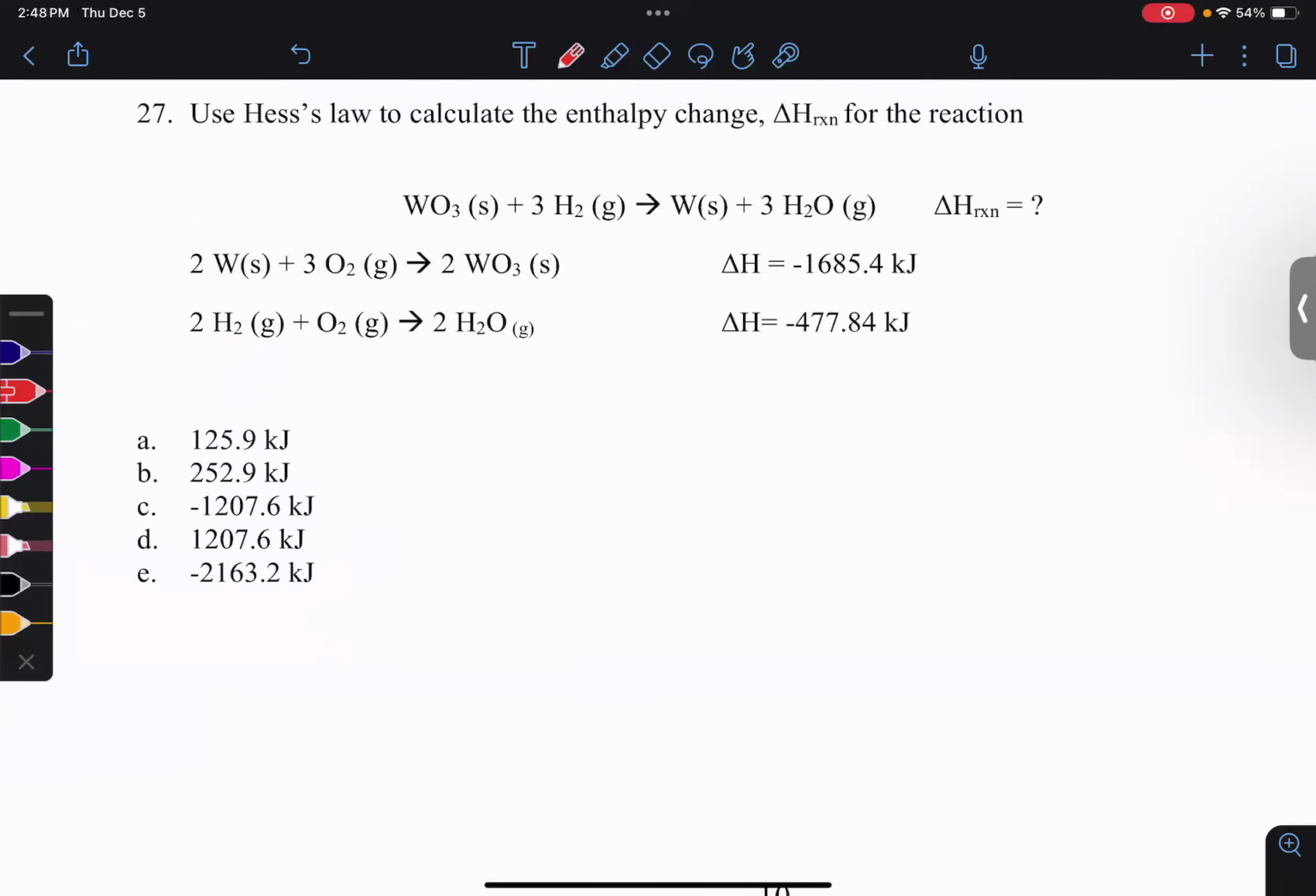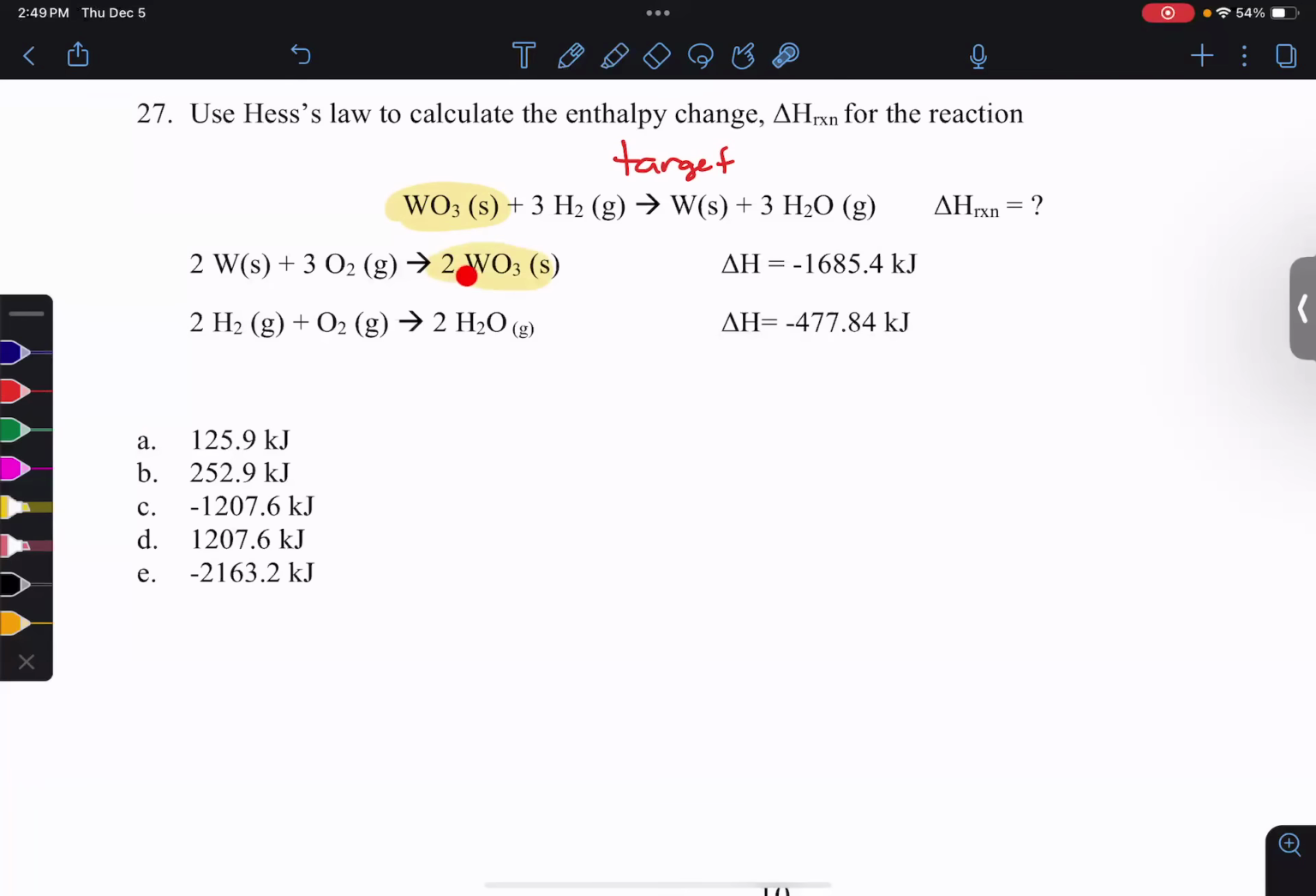So my strategy is focus on one substance at a time and get it in the right spot. So for me, you can focus on this WO3. So I see it's right here in the target. This is my target reaction. This is what I want to try to calculate. And then here are my given reactions.